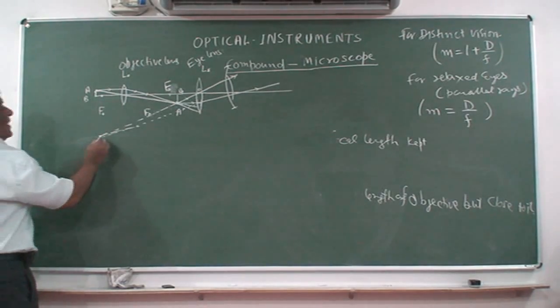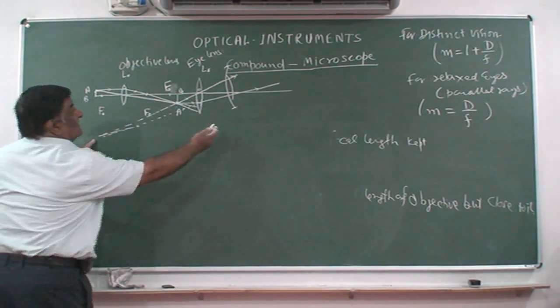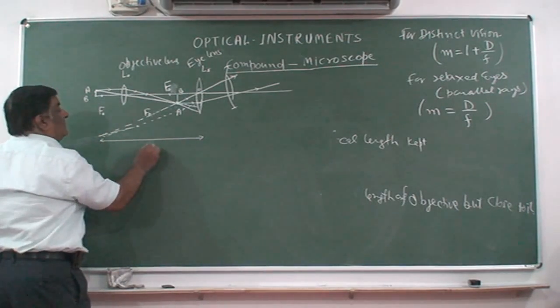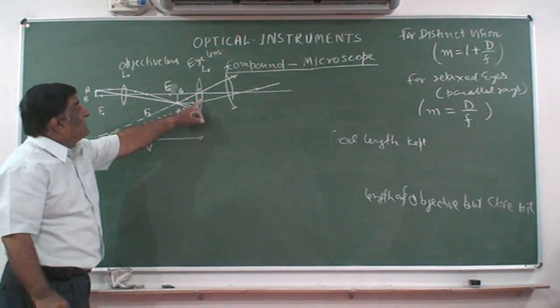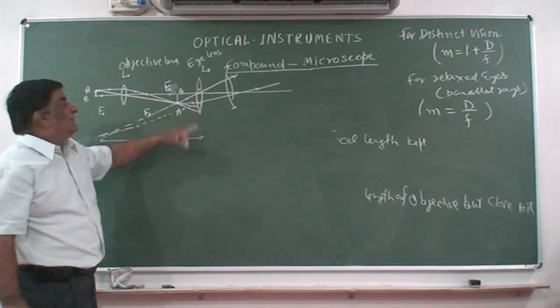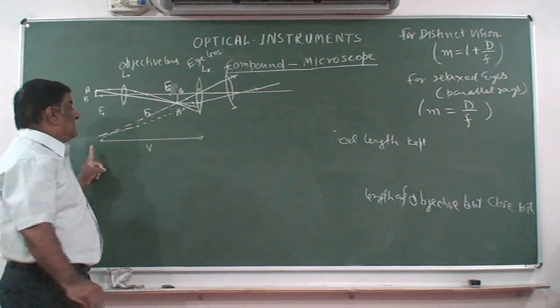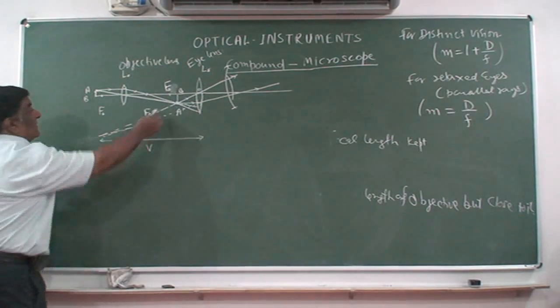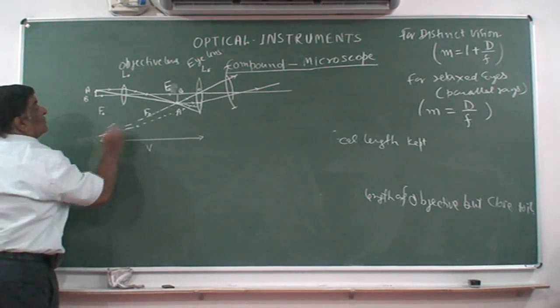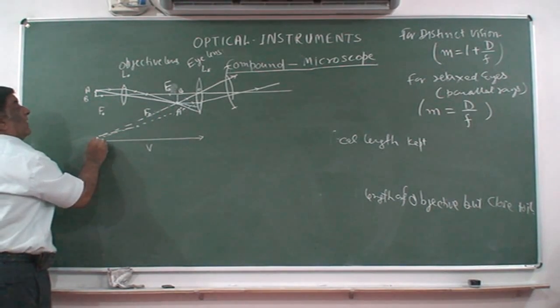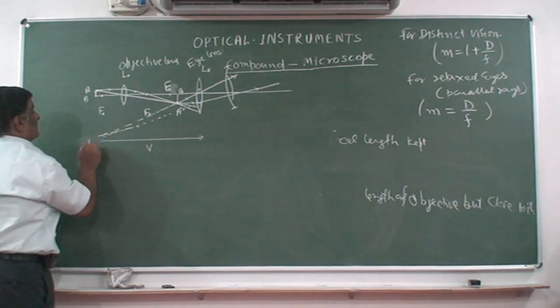Anywhere. Now, this distance is what? V. Image made by this lens. And here are our eyes. So we are seeing this image at this point. These two are intersecting here. So the image of A dash is formed here. We call it A double dash.